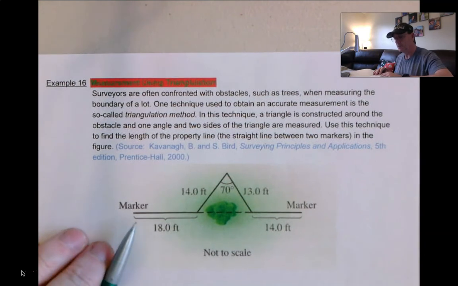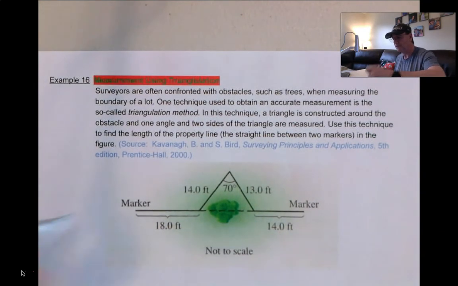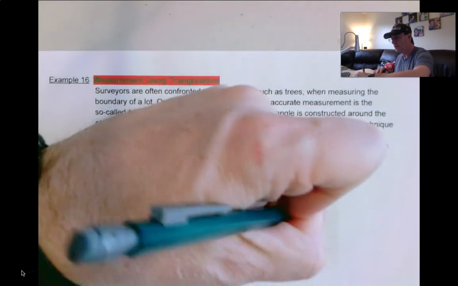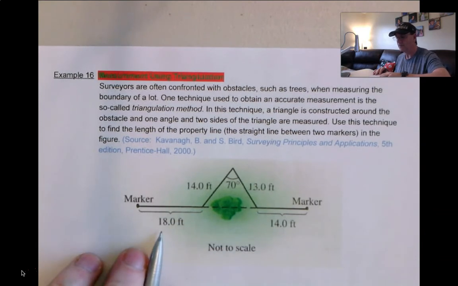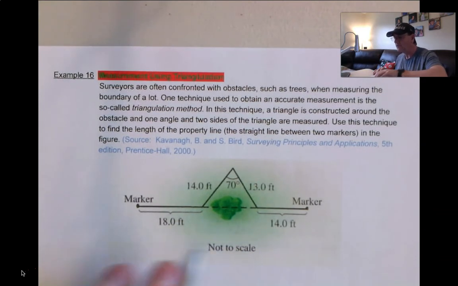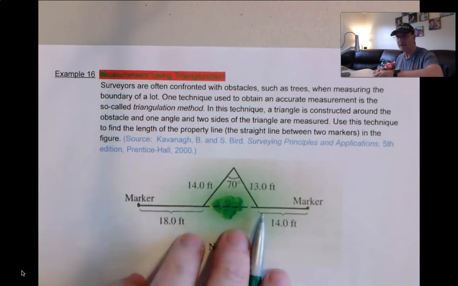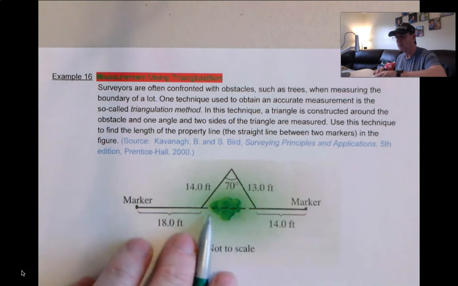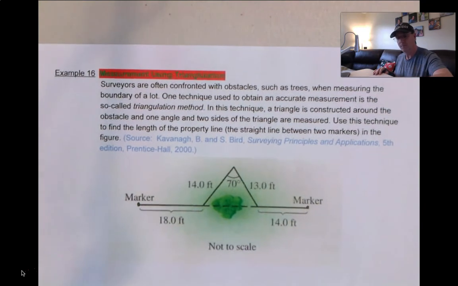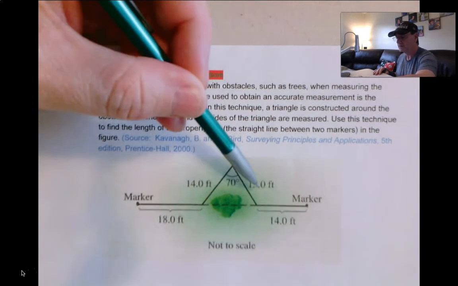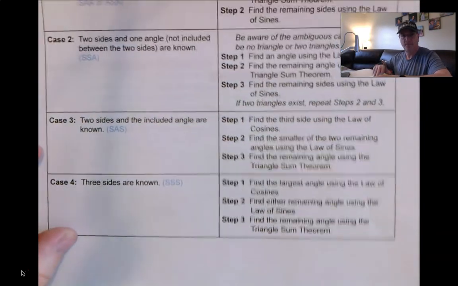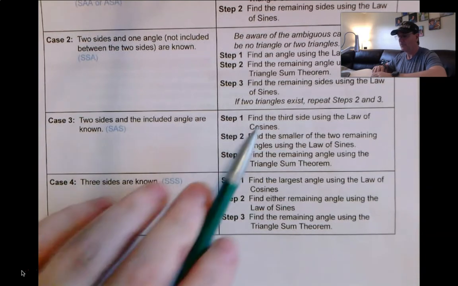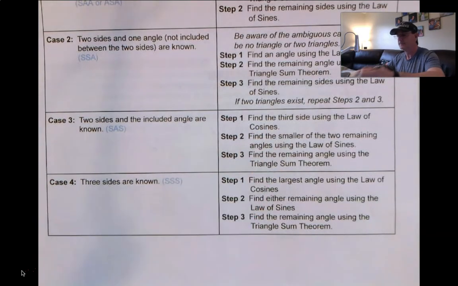So we know this is 18 feet, we know this is 14 feet. This is a marker here, this is a marker here. What we don't know is from here to here. Like I said, we know that we've got, what, 32 feet so far. We need this dotted line here, this missing piece of the triangle, to find. Okay, well, what do we have? We have side, angle, side. When we have side, angle, side, it's case 3. Find the third side using the law of cosines.